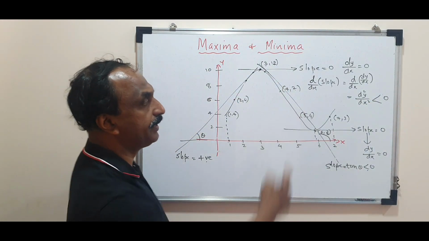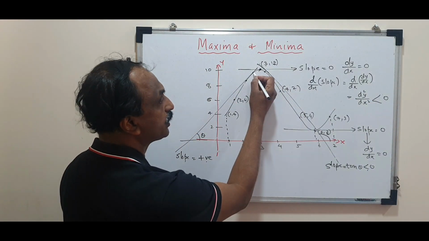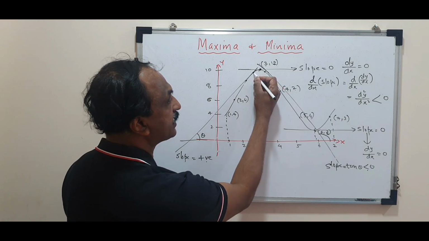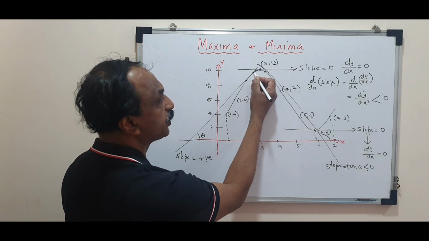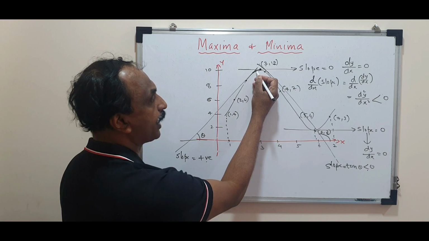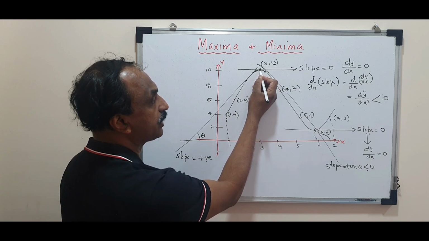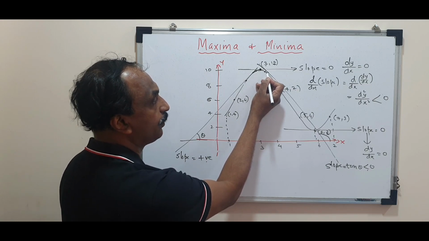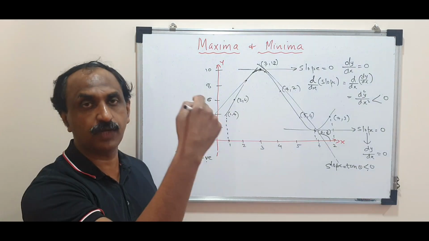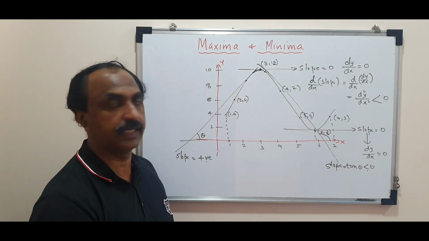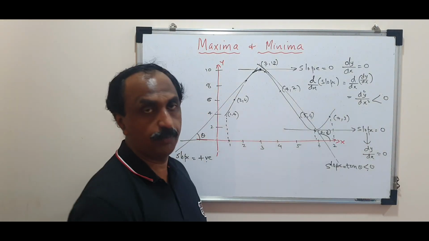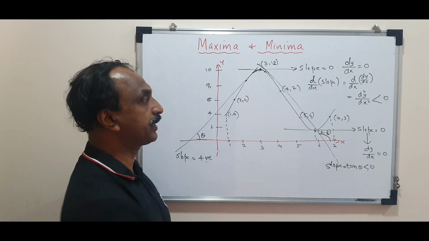Why will the second derivative be negative at a maximum point? Because the slope changes from positive to negative. As the x coordinate varies, here the slope is positive, it will become more and more near to 0, then the slope becomes 0 here, then the slope will become negative here. Slope changing from positive to negative means the slope is decreasing. So the rate of change of slope will be negative. So this is a point to remember.